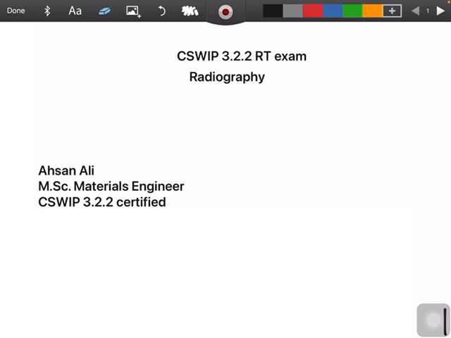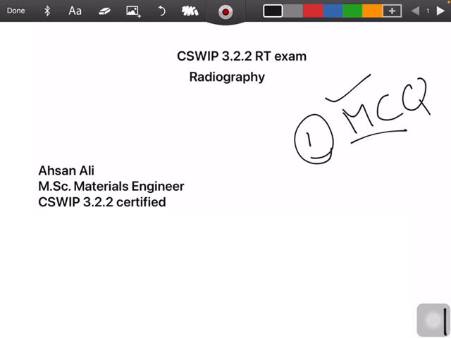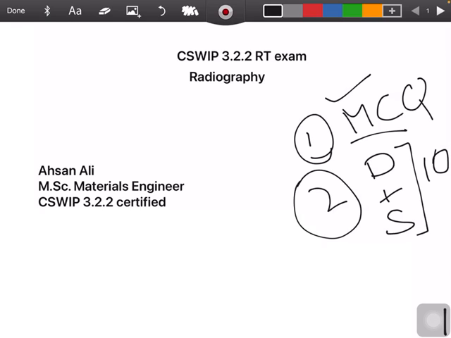Today we are with another topic of CSWIP 3.2.2, that is radiographic RT films interpretation specifically. This is a supplementary exam, and it contains, first, a part of MCQs, and the second part is of density plus sensitivity questions, that will be 10 questions, and the third part will be your RT film interpretation.